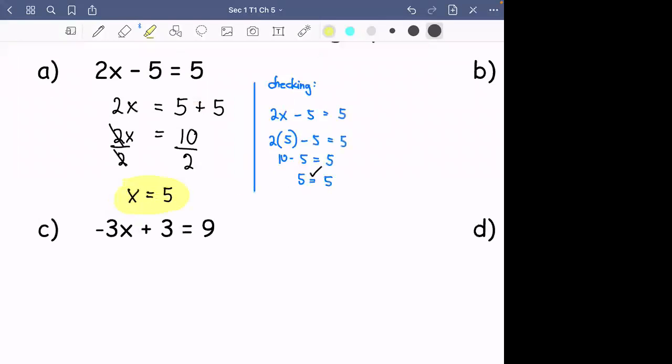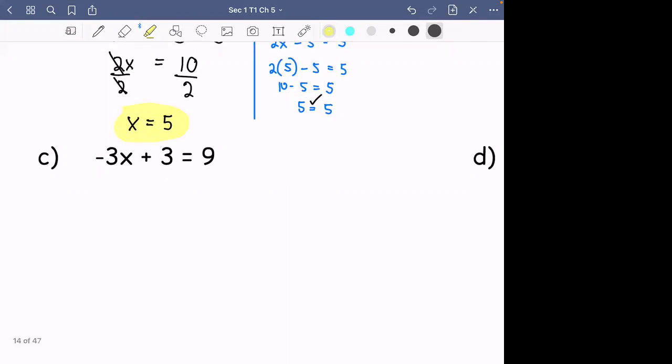How about letter C? What's your answer with letter C? Okay, listen here, Ryan, with letter C. For the first step, you transpose positive 3. You don't divide right away. So bring down -3x equals 9.